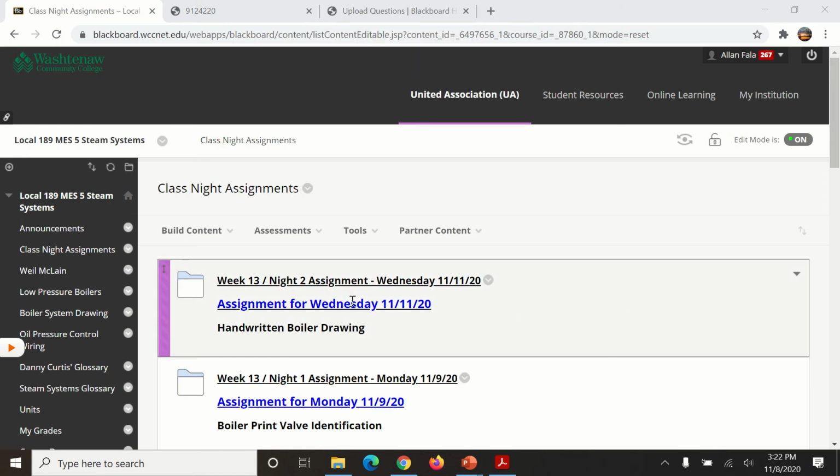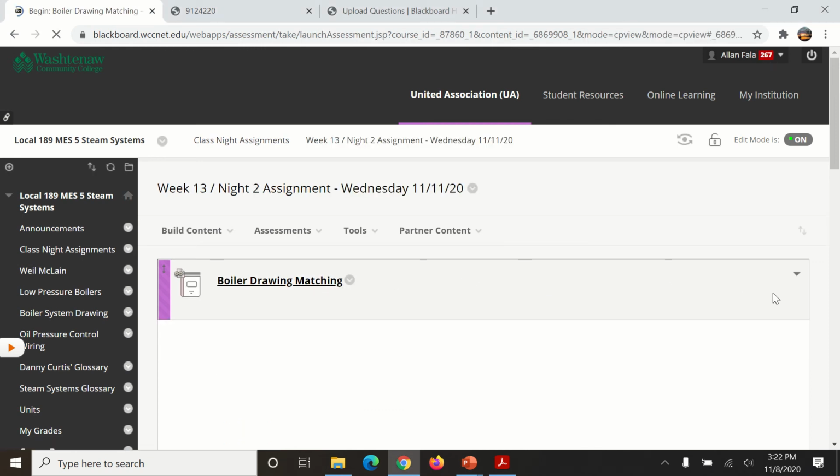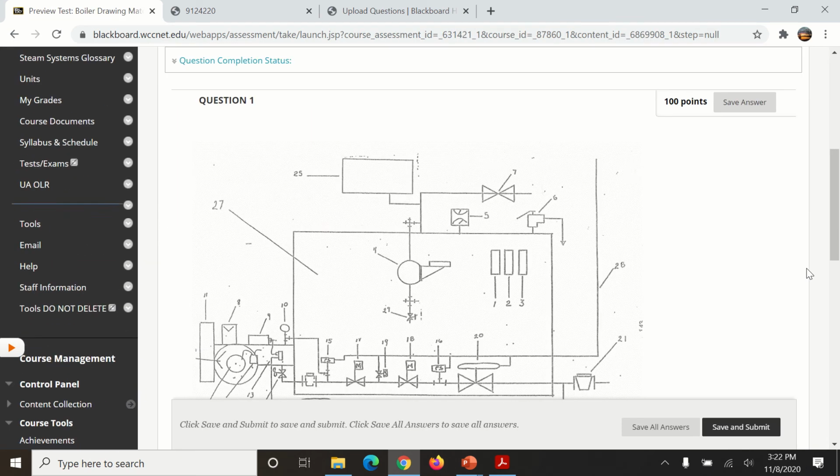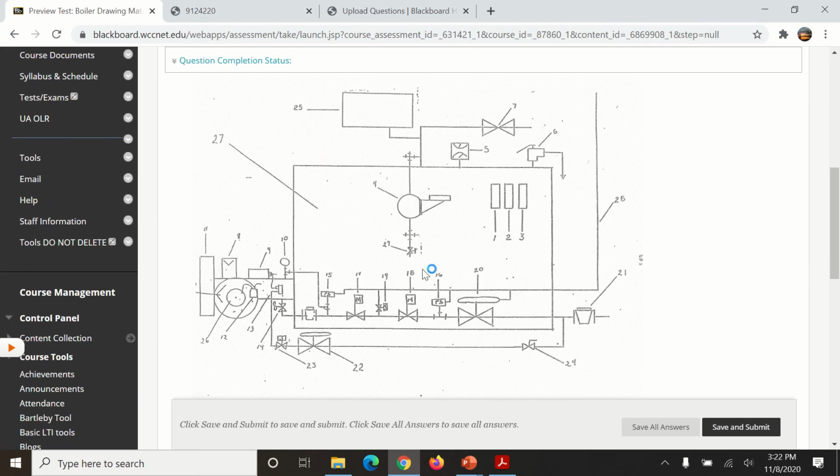All right, for your Wednesday night assignment, you're going to see this handwritten boiler drawing. When you click on this, it's going to give you a matching. And here is a hand-drawn boiler sketch. And it's got 29 different items that you're going to need to identify.